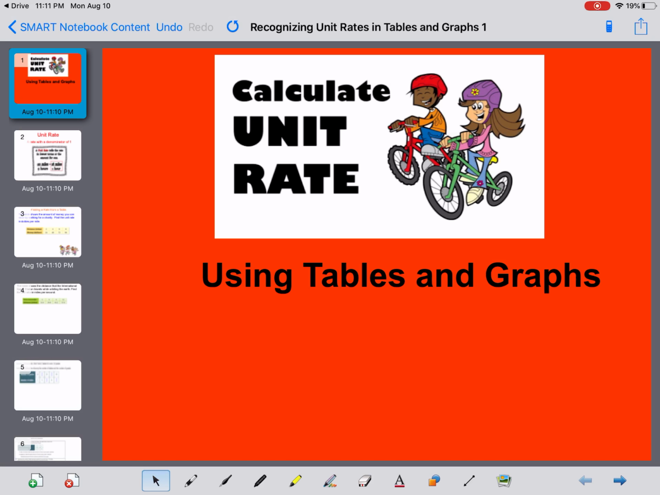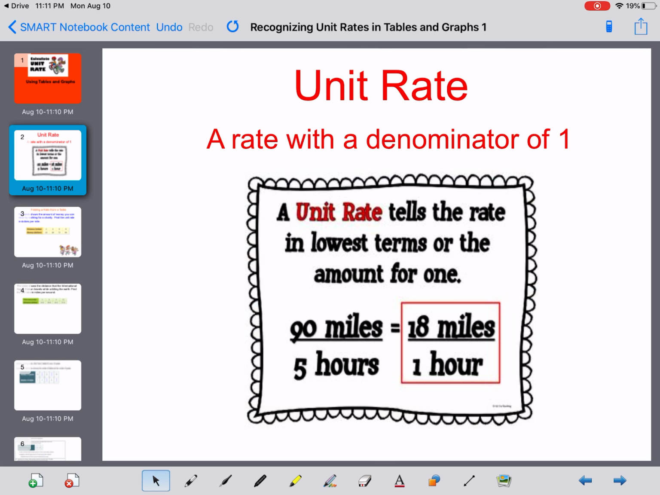Welcome to the lesson on calculating unit rate using tables and graphs. Just a reminder that a unit rate is a rate with a denominator of 1. So 90 miles in 5 hours is a rate. 18 miles in 1 hour is a unit rate, and it's a unit rate because it's over 1.